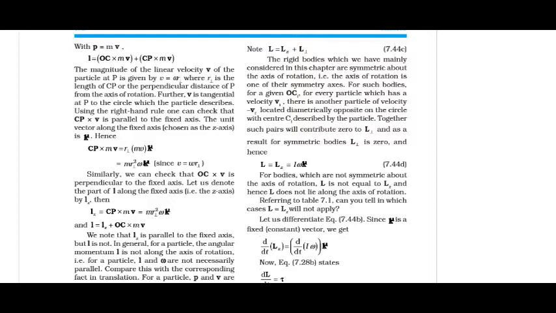The unit vector along the fixed axis, chosen as z-axis, is k. So CP cross m v is equal to r perpendicular m v k, which is equal to m r perpendicular square omega k.